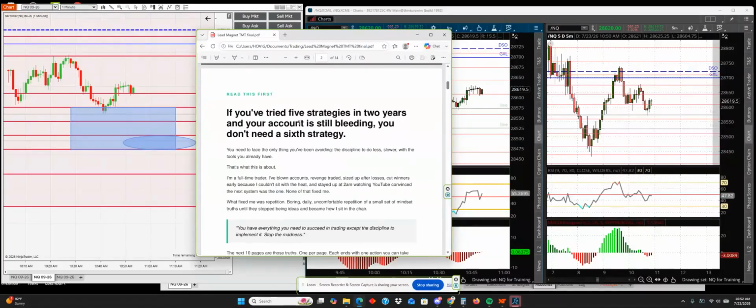Again, if you've tried a bunch of strategies in the last several years or months or weeks, and you're still not making money and you're bleeding, it's not the strategy, it's your own trading mindset and your own trading identity. You haven't created your own trading identity in order to succeed, because you have to believe this: everything you need for trading success is within you right now. You just don't have the discipline to implement it.